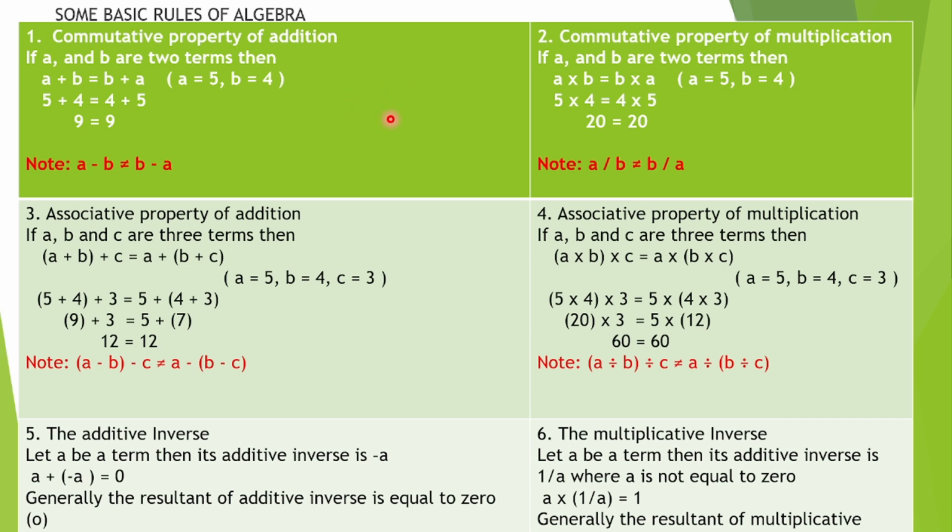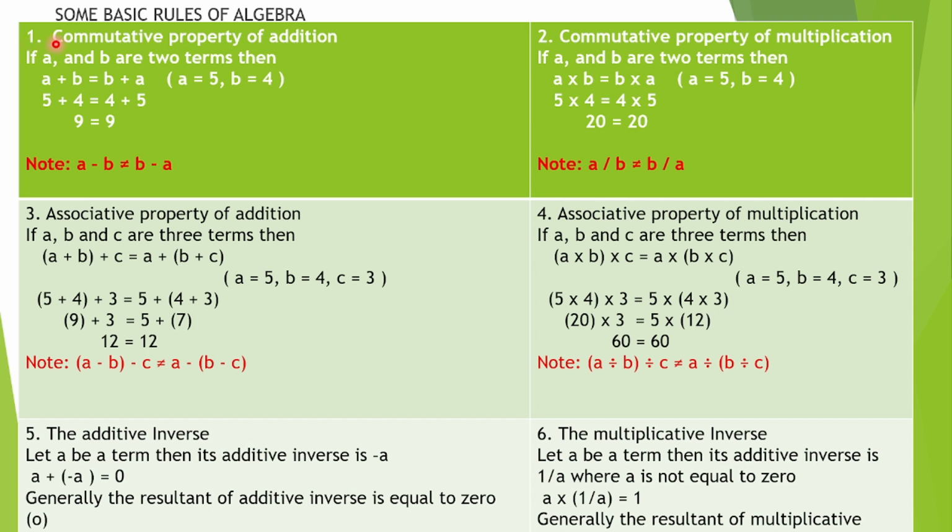Today our topic is some basic rules of algebra. In this topic we will study the commutative property of addition, the commutative property of multiplication, the associative property of addition, the associative property of multiplication, the additive inverse and the multiplicative inverse. So please stay with us for these interesting rules or properties. So let's start our video.